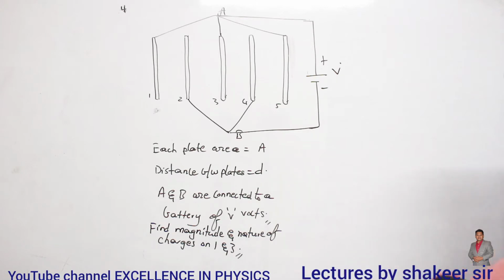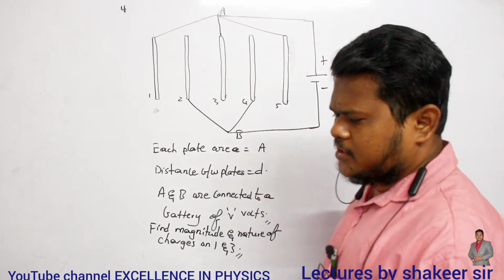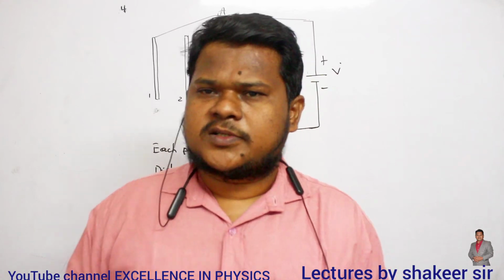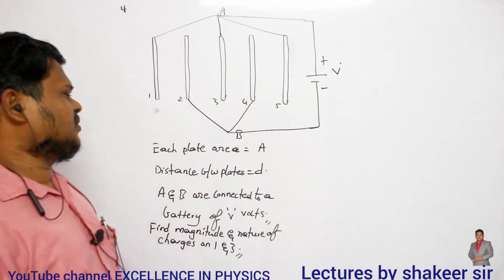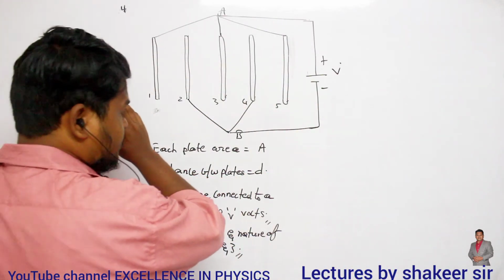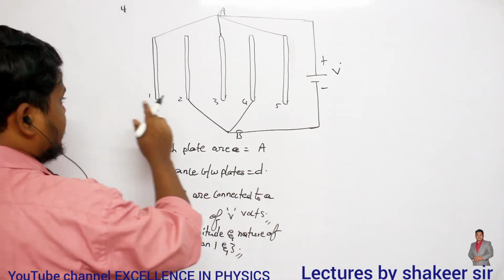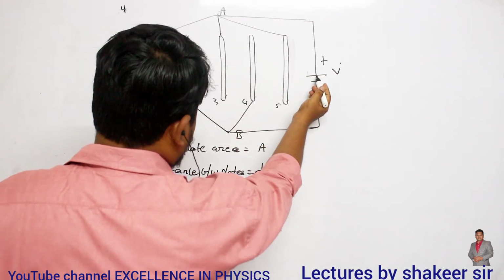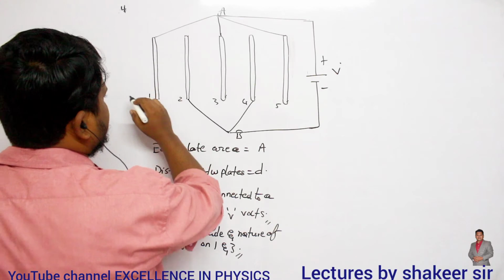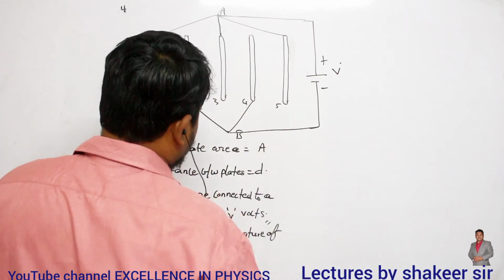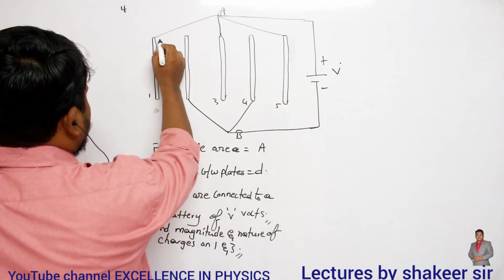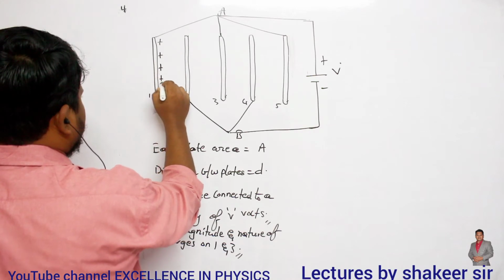Then find the magnitude and nature of charges which are present on 1 and 3. On the first plate and third plate, we are supposed to identify the magnitude and nature of charges. Okay? So which plates are positively charged? Here, the plates which are connected to the positive terminal of the battery. So plates 1, 3 and 5 are positively charged plates. Clear? So this is positive.